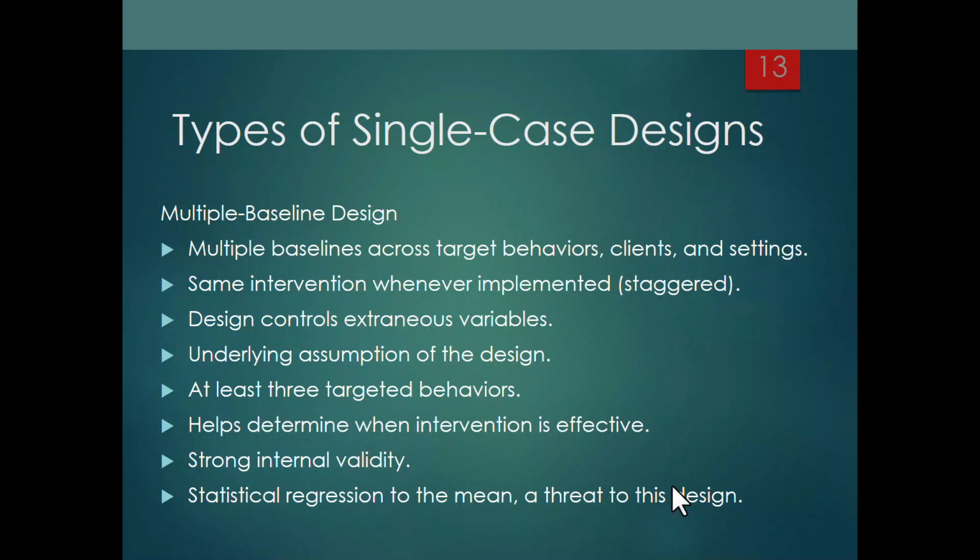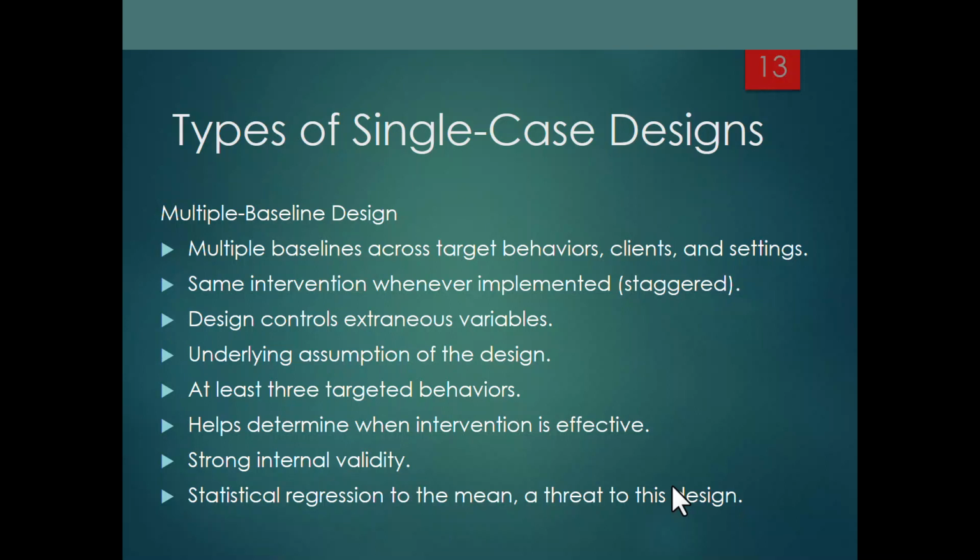So it is recommended to have at least 3 targeted behaviors. The more baselines you have, the stronger the evidence you have to demonstrate causality. This design can be used to determine if the intervention is effective early, midway, or late in the process. This design has strong internal validity. It can be affected by statistical regression to the mean, which is a threat to this design if participants were selected to receive the intervention based on having extreme low or high scores.